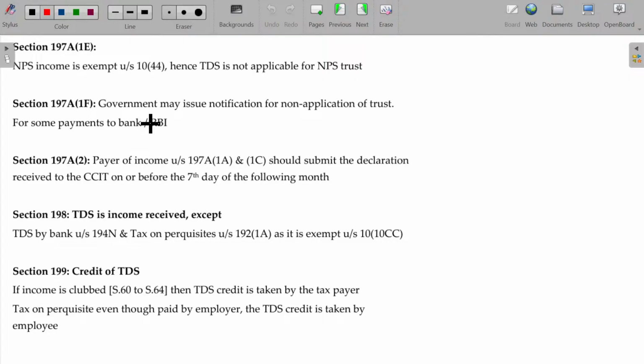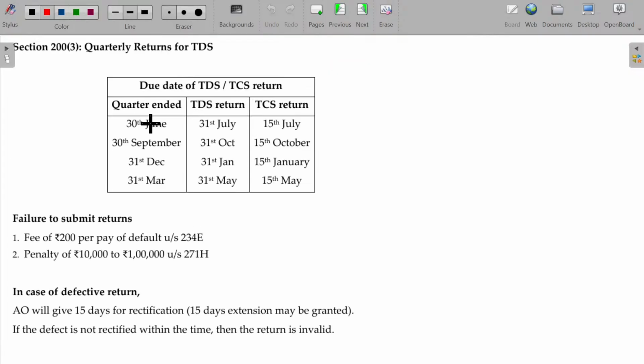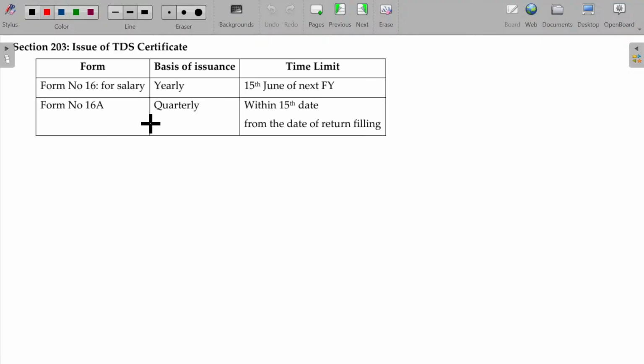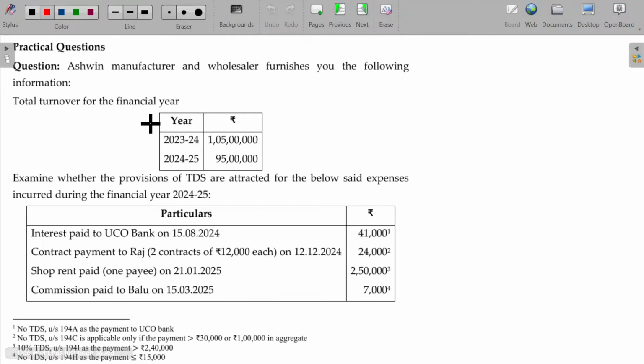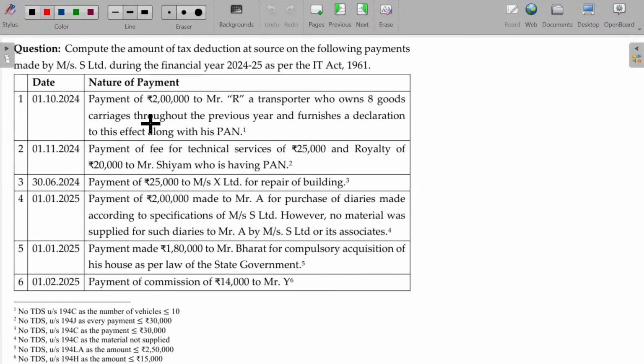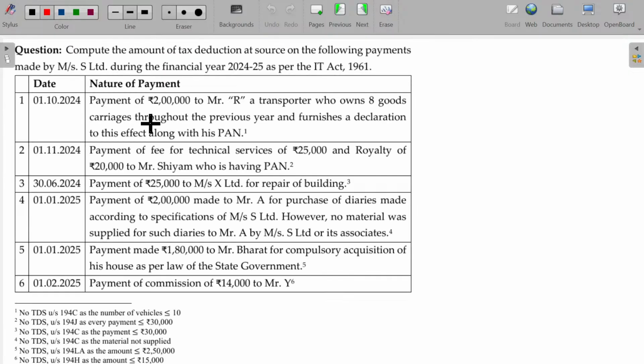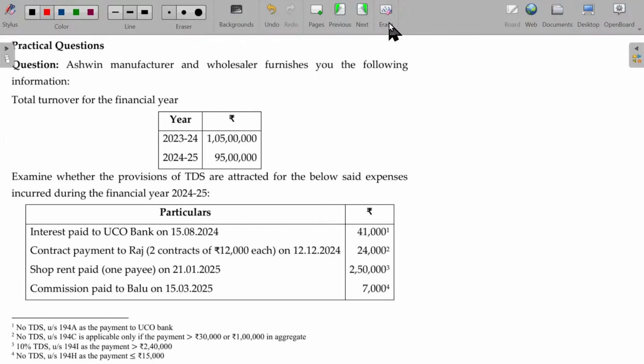The rest of the other points we can connect with TCS. We'll finish up along with the TCS, but before we wind up, we'll try to finish the comprehensive illustrations from the TDS chapter. Yes, come on. We have been given small illustrations, 4 illustrations.